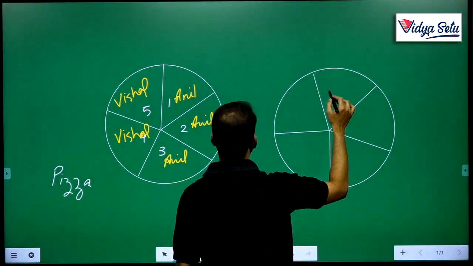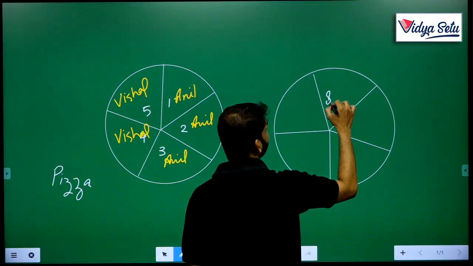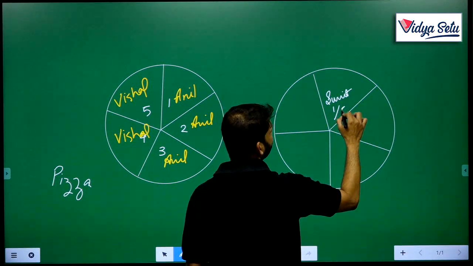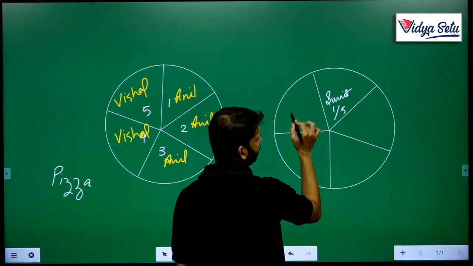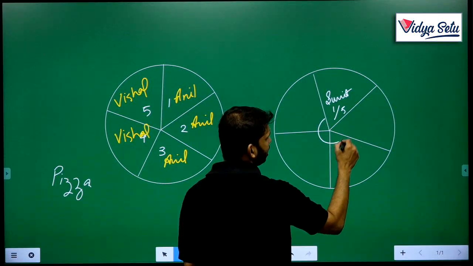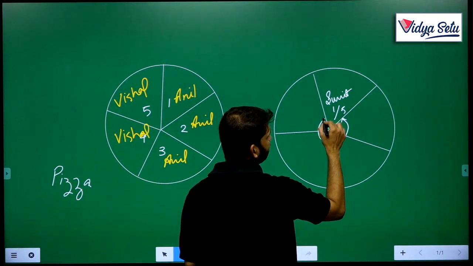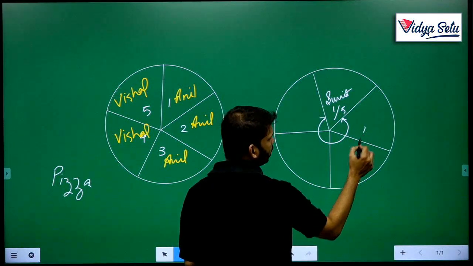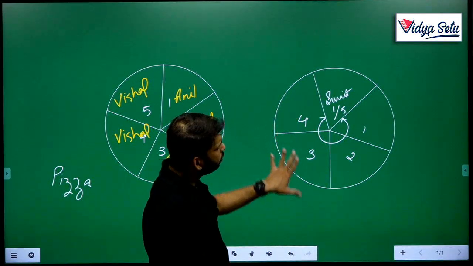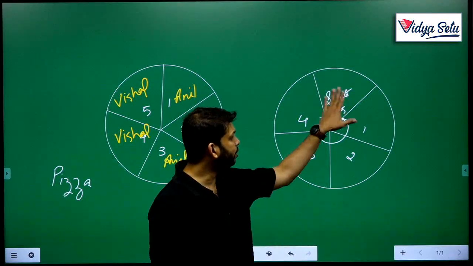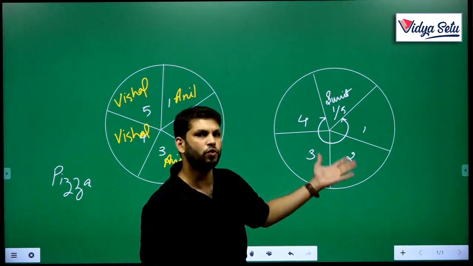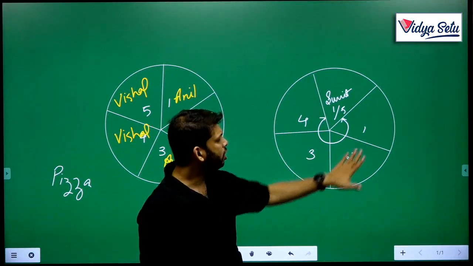Sumit is taking 1/5 share out of 1, 2, 3, 4, 5. He's taking 1/5. So how much is remaining for Vishal and Anil? This much, 1, 2, 3 and 4 is remaining. Out of 5 slices, 1/5 is gone. So how much is remaining? 4/5. Okay, 4 out of 5.